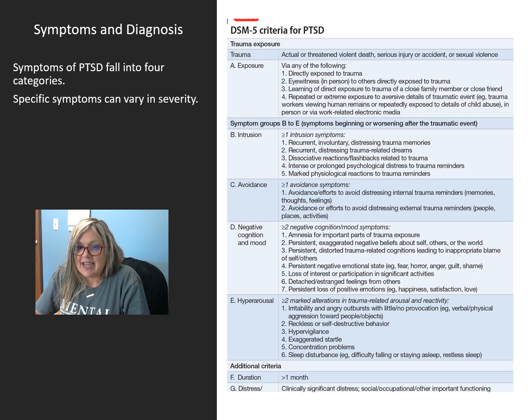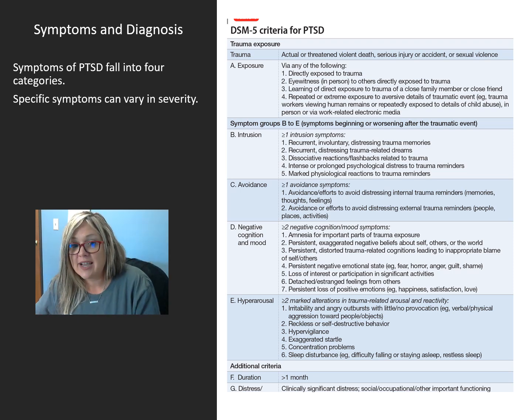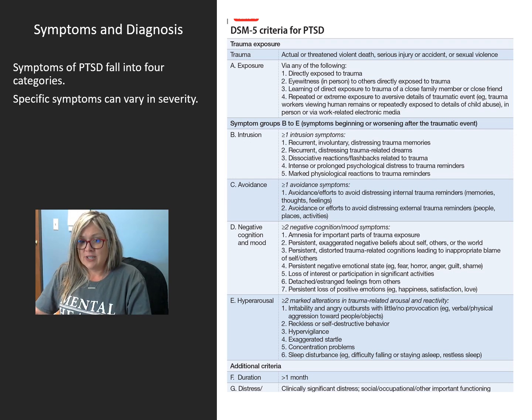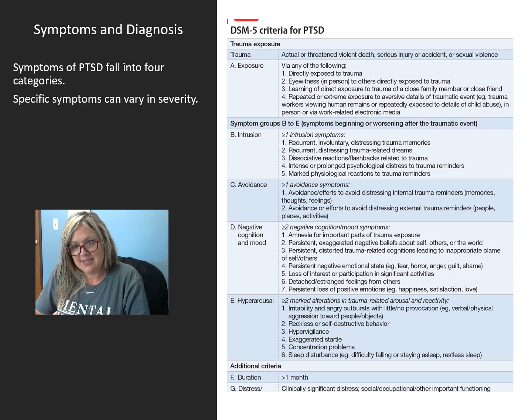They could have a change in cognition and mood and need to experience at least 2 of these 7, such as start having amnesia, having persistent or exaggerated negative beliefs about themselves or others or the world, experiencing more distorted trauma-related cognitions leading to inappropriate blame, start having a more negative emotional state, such as being more fearful, horror, anger, guilt, or shame, have a loss of interest in participating in events, feel detached or estranged from others, and really struggle to experience more positive emotions such as happiness, satisfaction, or love.